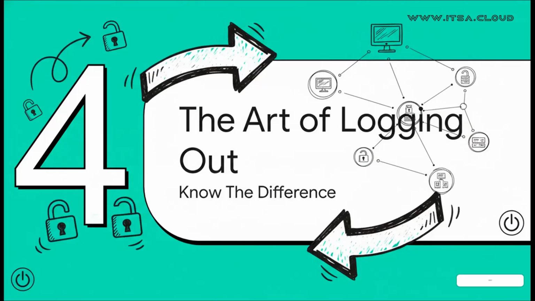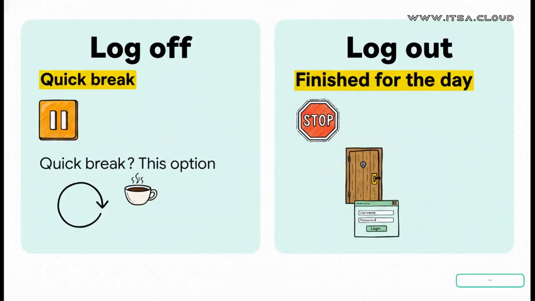All right, we've made it to our final topic, the art of the clean exit. I know, it sounds simple, right? But there are actually two ways to sign out, and knowing which one to use and when can make a big difference. So here's the breakdown. The easiest way to think about it is this. Log off is like hitting the pause button. It's perfect if you're just taking a quick coffee break, and it lets you jump right back in without typing your password again. Log out, on the other hand, is the big red stop button. It completely ends your session. That's the one you'll want to use when you're totally done for the day.